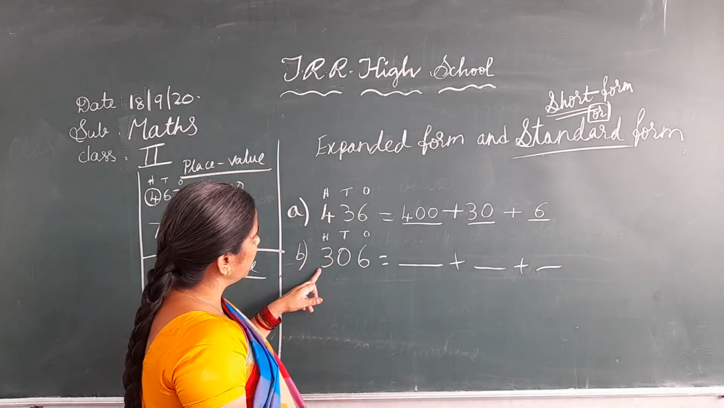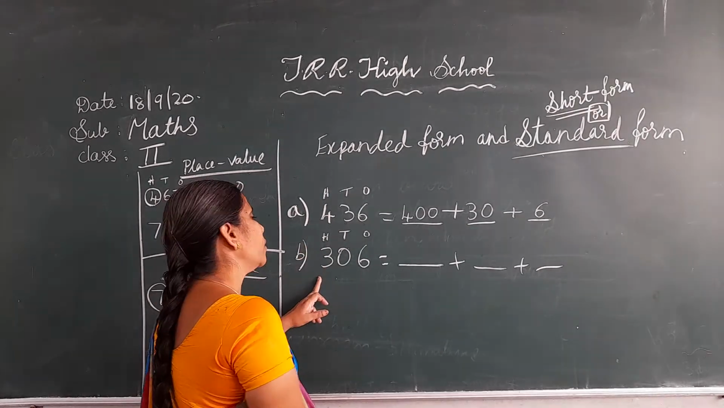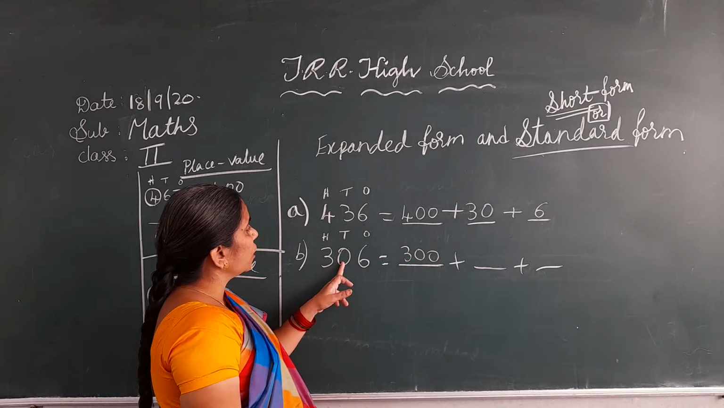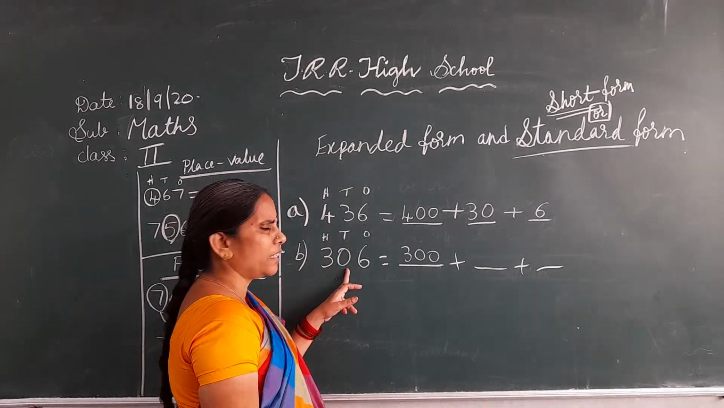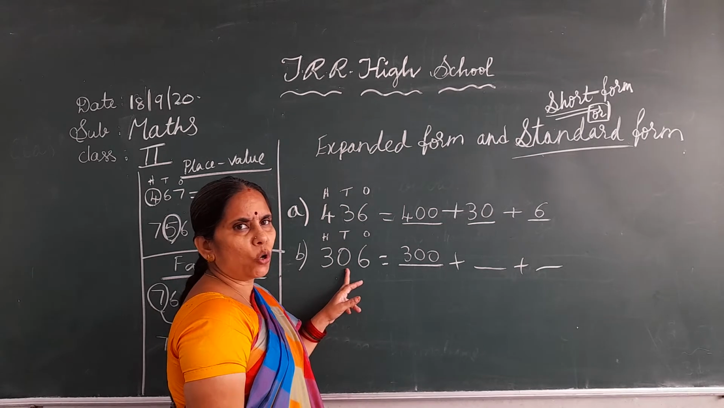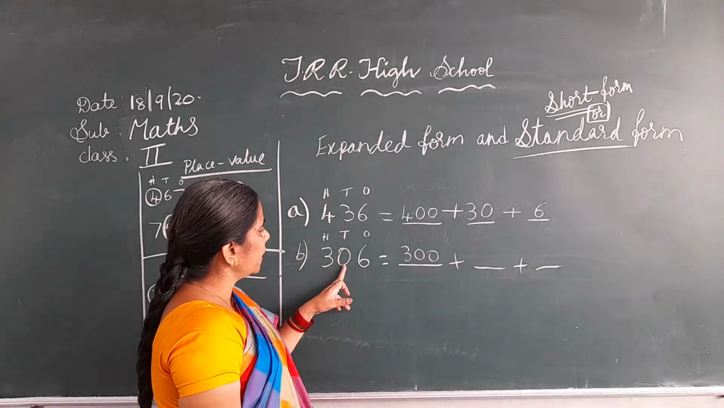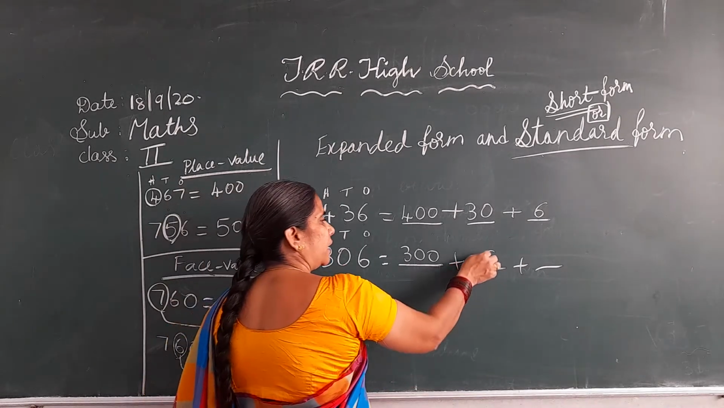Okay? Now 3 is there in the hundreds place. So what will you write here? 300. Now 0 is there in the tens place. Does 0 mean any value is there? No. 0 means nothing, no value at all. See, this 0 you will write here.